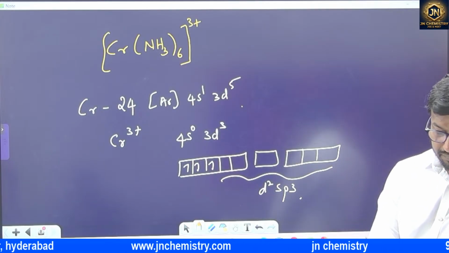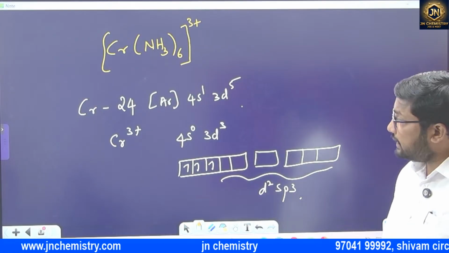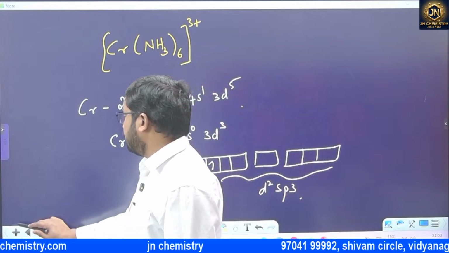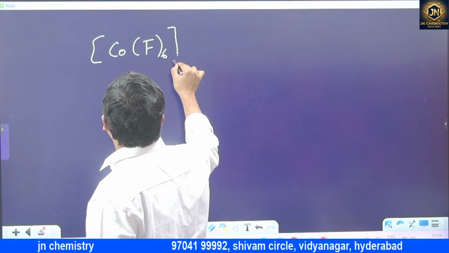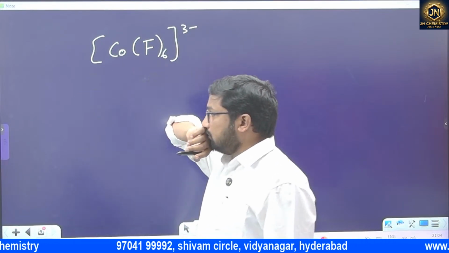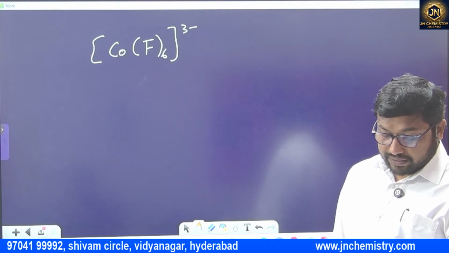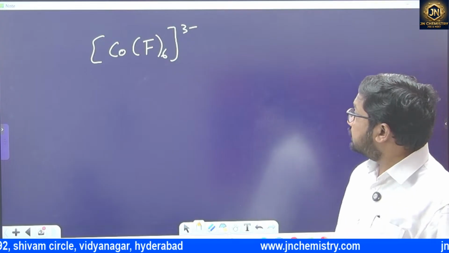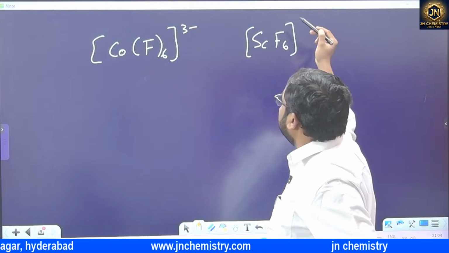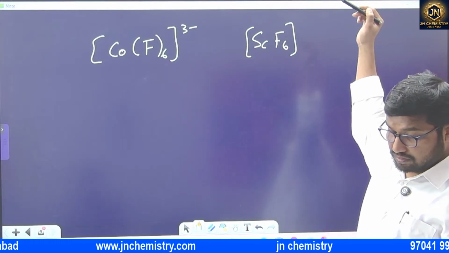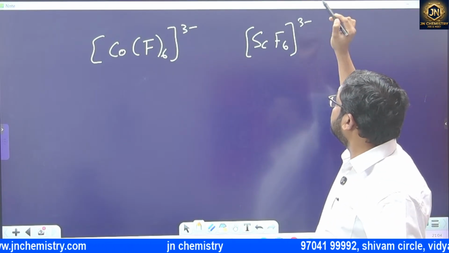Okay now? Done now? TiF6 3 minus. Come on, do it. The people who did this, then ScF6 3 minus.